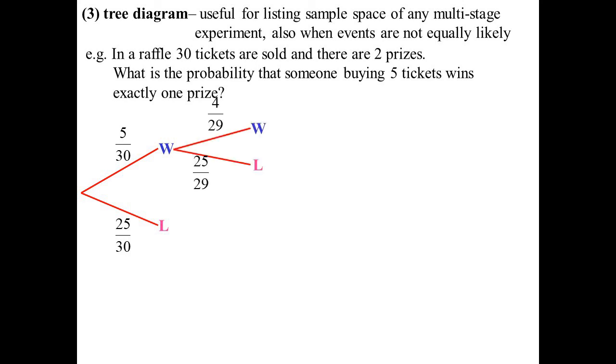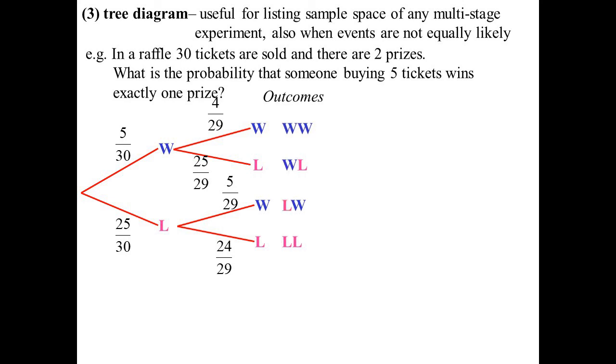But then they pull out second prize. Well, if they won on the first one, then the chance of now winning will only be 4 in 29, because they've already had 1 ticket pulled out and there's 29 tickets left. Losing 25 on 29. But if they lost on the first go around, then they had a probability of 5 on 29 of winning and 24 on 29. Each branch of your tree diagram, all the probabilities should add up to 1, because you should have all the possible outcomes there. And then how do we work it out?